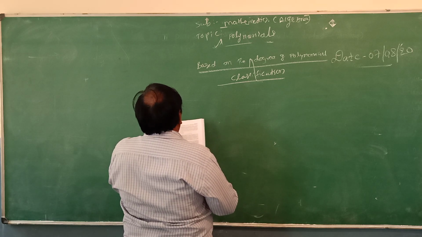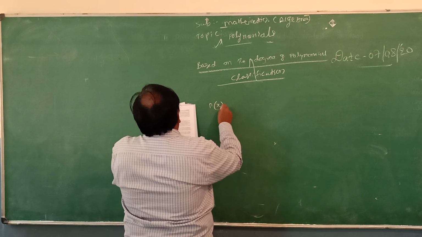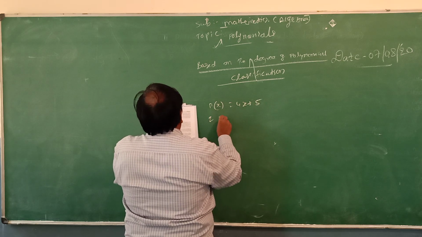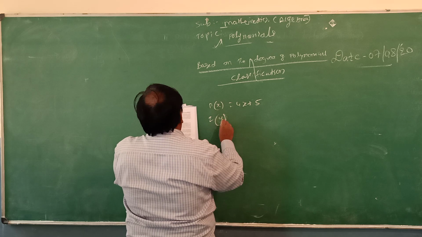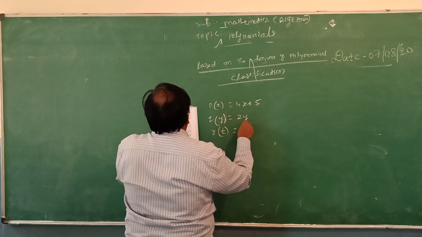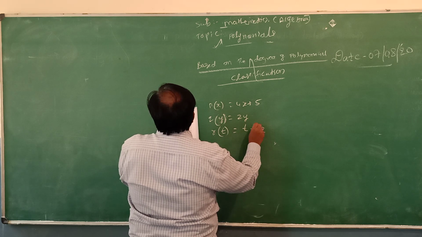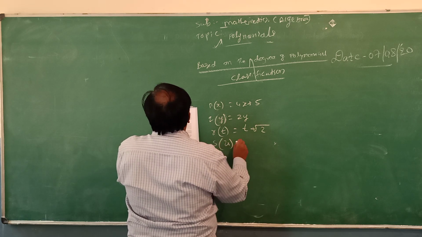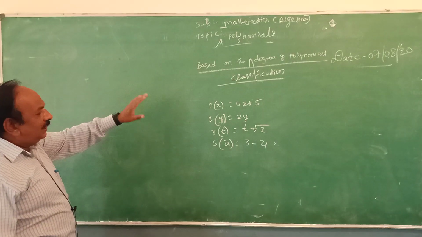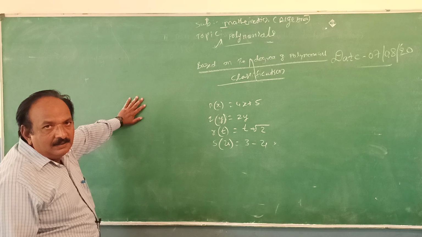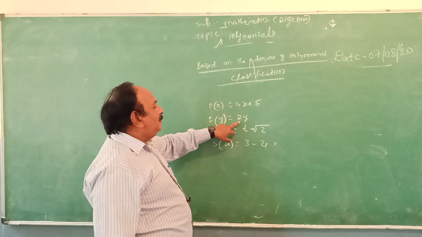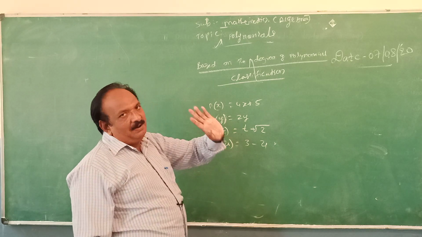First one is p of x is equal to 4x plus 5. q of y is equal to 2y. r of t is equal to t plus root 2. s of u is equal to 3 minus u. Now observe all these, students. This is a binomial, this is a monomial, this is a binomial, this is a binomial.